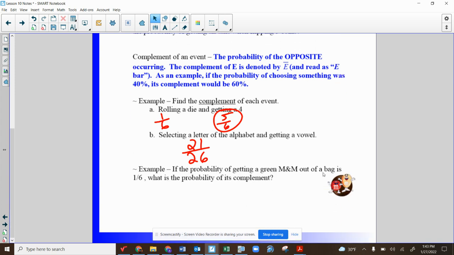The probability of getting a green M&M out of a bag is 1 out of 6. What's the probability of its complement? Pretty much just did that on that previous one. So the way to find a complement mathematically is always just subtract from 100%, or if it's a fraction, subtract from 1. So it'd be 5 out of 6.